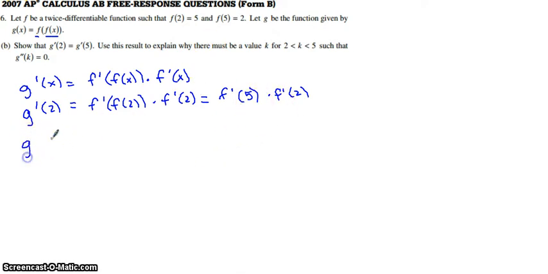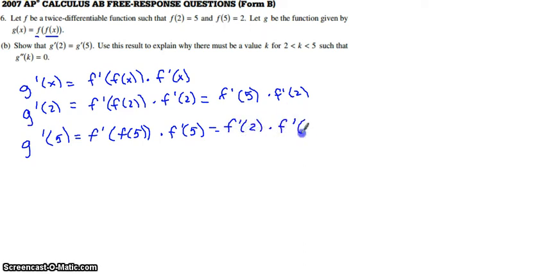What we can do is try to compute g prime of 5 using the exact same method. G prime of x is this, so we're just going to put 5 in place of the x's in that derivative. So g prime of 5 is going to be f prime of f of 5 times f prime of 5. And like we said about this calculation back here, we didn't know what f prime of 5 was, so this is going to have to stay the same, but we do know what f of 5 is. F of 5 was given. F of 5 is 2, so I can put 2 in place of f of 5. So this ends up being f prime of 2 times f prime of 5.